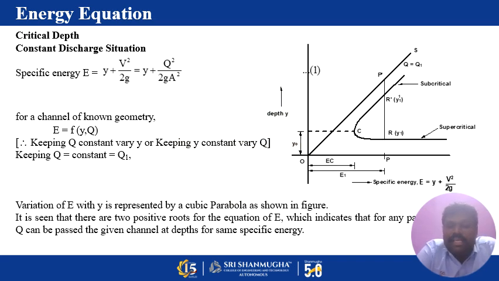We have the formula E is equal to y plus v square by 2g. In terms of discharge, Q is equal to area into velocity, so V is equal to Q by A. Substituting again, we get Q square by 2gA square. The variation of E with respect to y is represented by a cubic parabola, as shown in the figure. It is seen that there are two positive roots for the equation of E, which indicates that the discharge Q can pass through the given channel at two depths for the same specific energy.